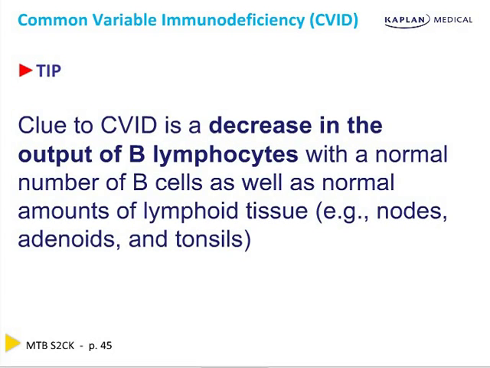The USMLE loves to trick us up and ask us the differences between the primary immunodeficiencies, and this tip is very high yield. Remember, the clue to common variable immunodeficiency is a global decrease in the output of immunoglobulins, but a normal number of B cells. In addition, what you must remember is that there's a normal amount of lymphoid tissue. That means the adenoids, the tonsils, the lymph nodes themselves are all normal in size, adequacy, and number. What you must also keep in mind for CVID is that there is a marked increase in the risk of lymphoma with patients who have a long history of this deficiency.